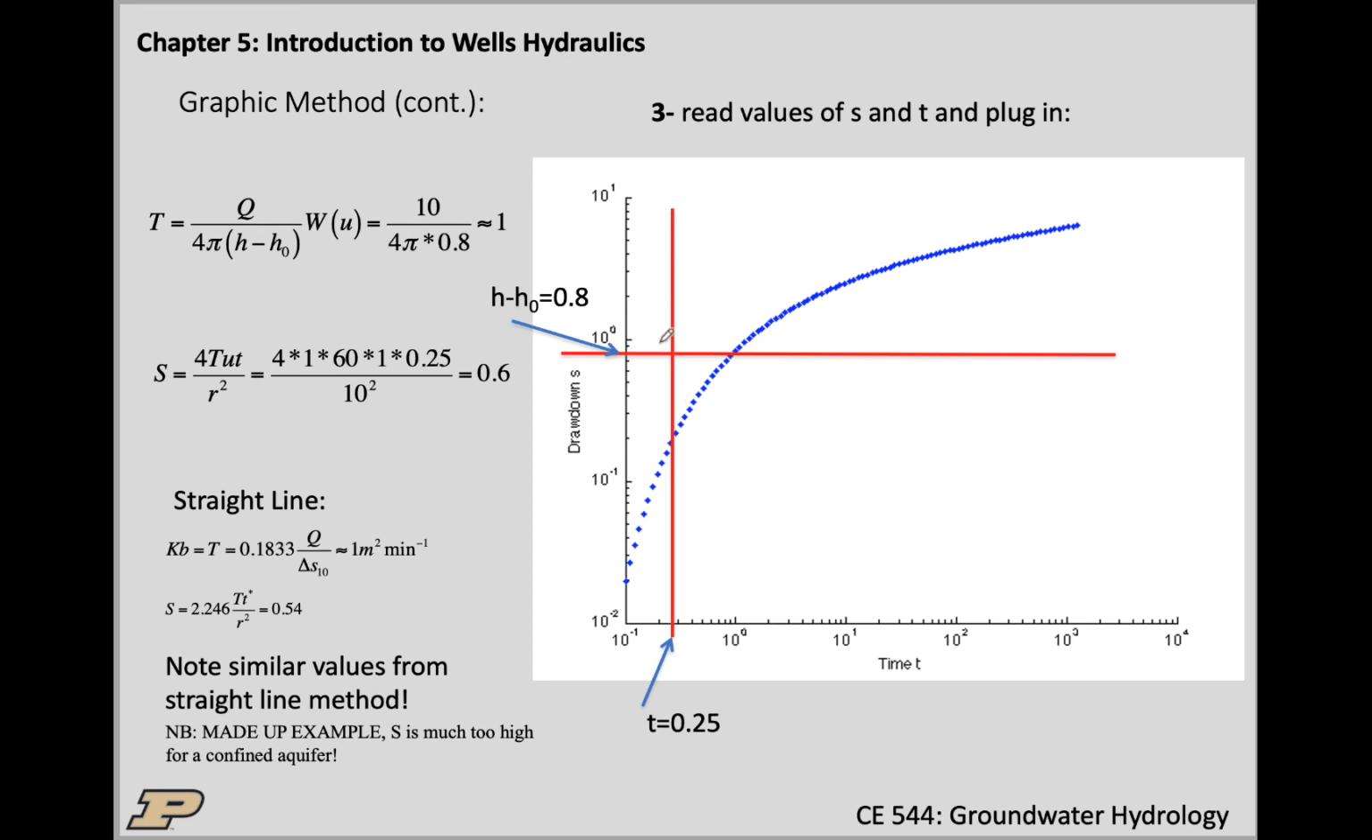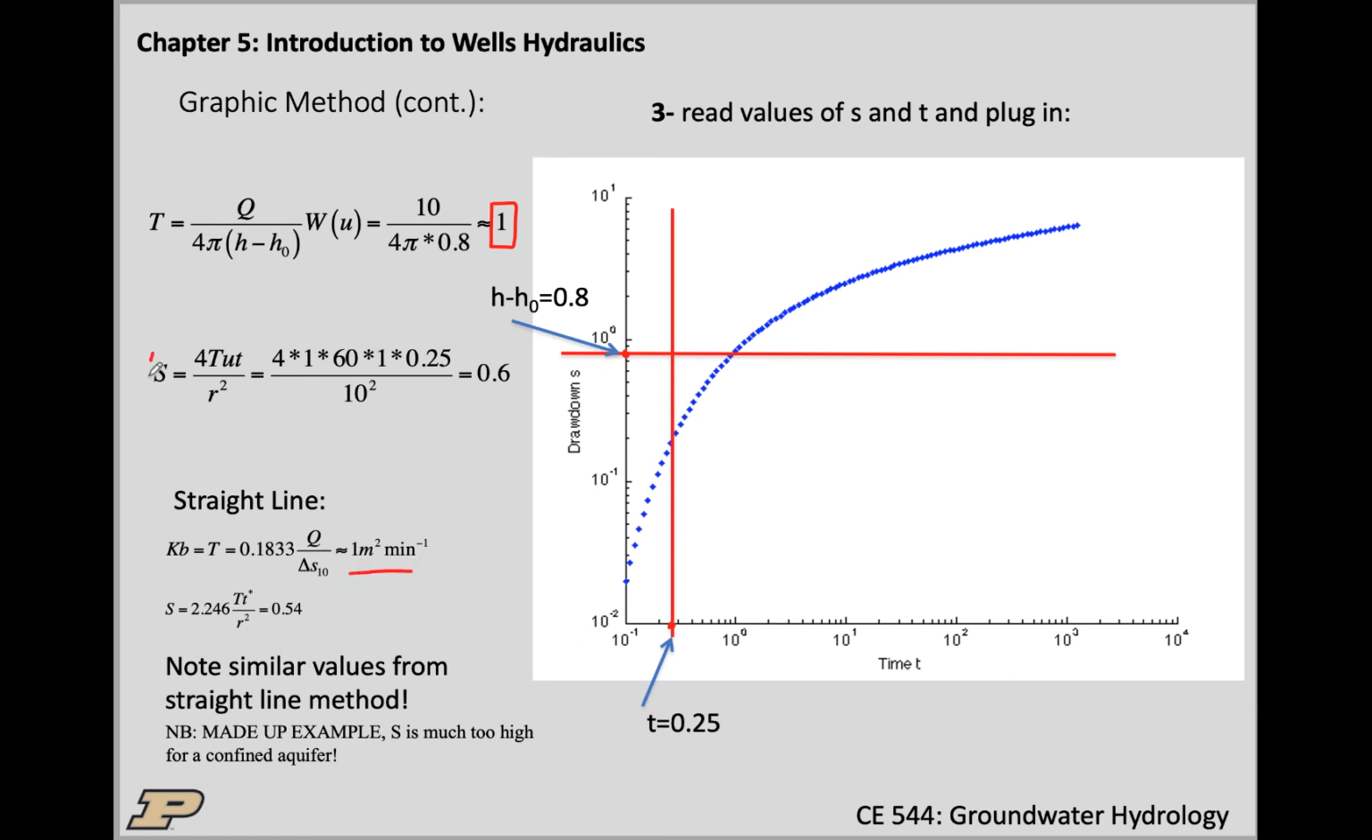So, again, this is your matching point on the Wells function. This is the axis from the actual data. Now you can read here what they are. You can eyeball or be a bit more precise, but this is basically the two values you get. Plug that into the equations we used last time. So Q we know, 4 pi, h minus h0 is 0.8, right? And you end up with a transmissivity of about 1, which is the same as we found for the straight line method, 1 square meters per minute.